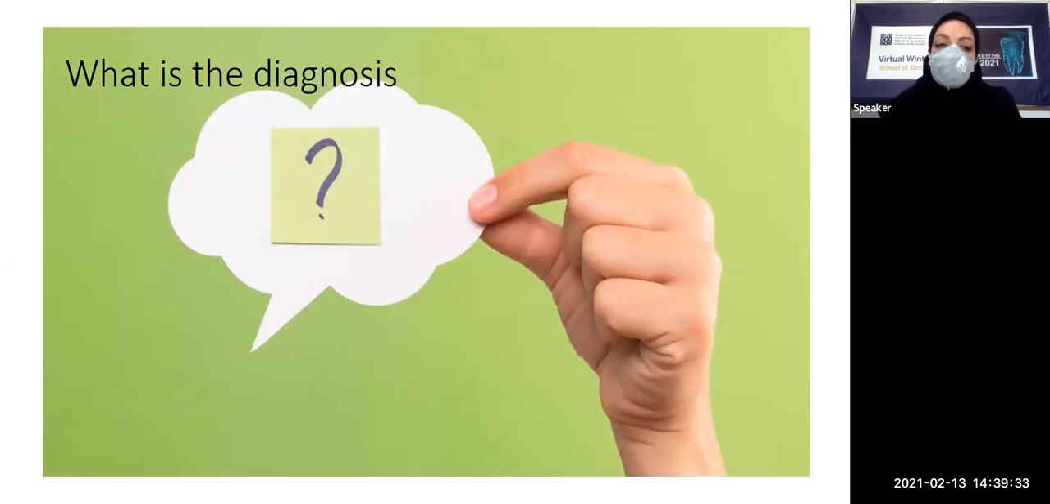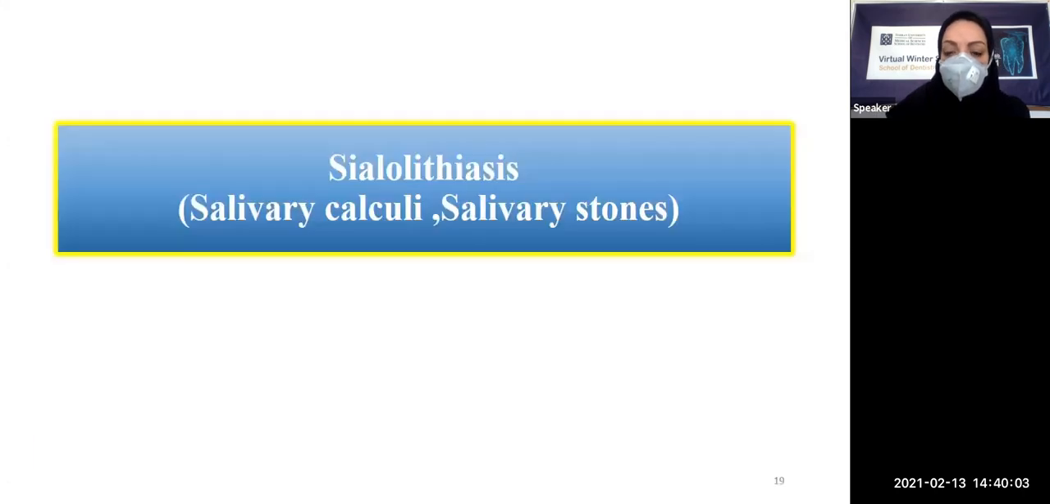I didn't give you some choices because it will be so much easier. So you can type in the chat box your answers, what you think this calcified material in the floor of the mouth of the patient is. The patient had no pain except for mealtime. The diagnosis.